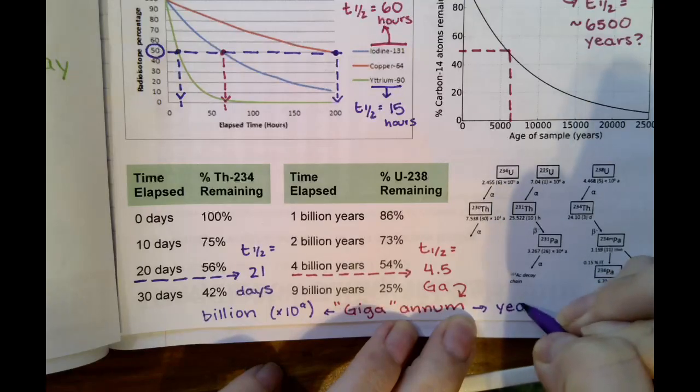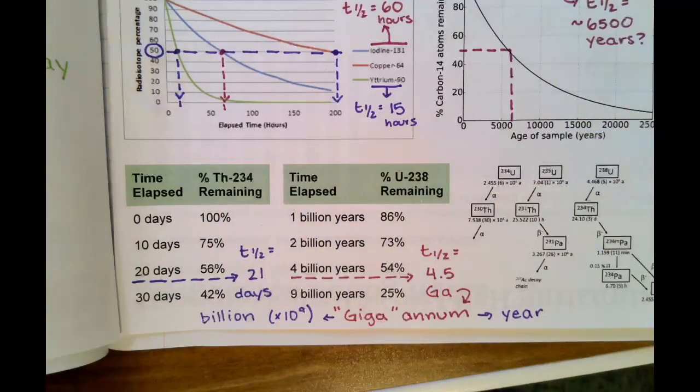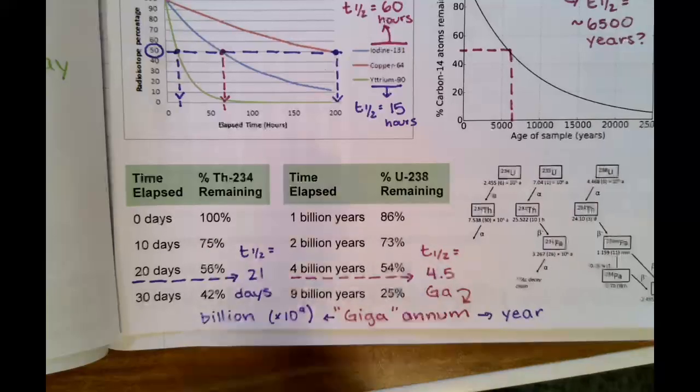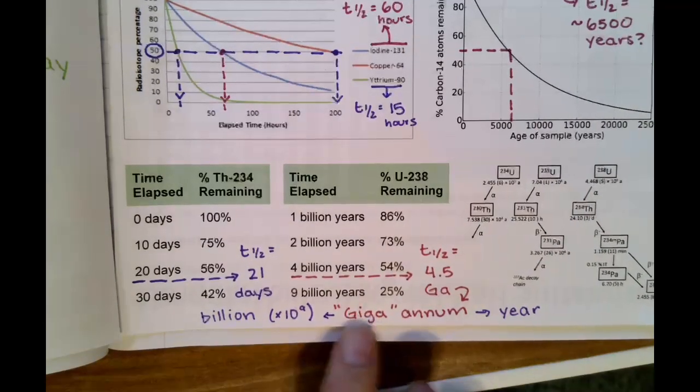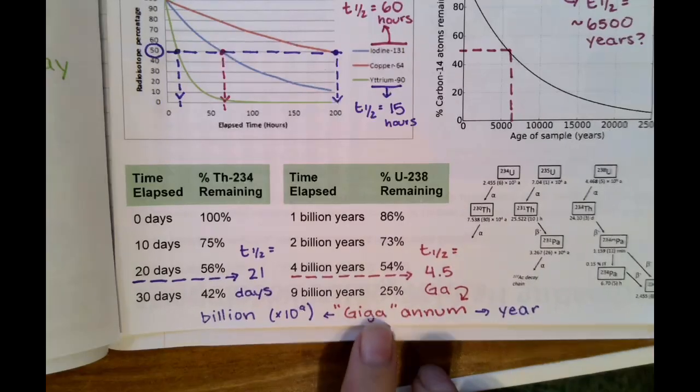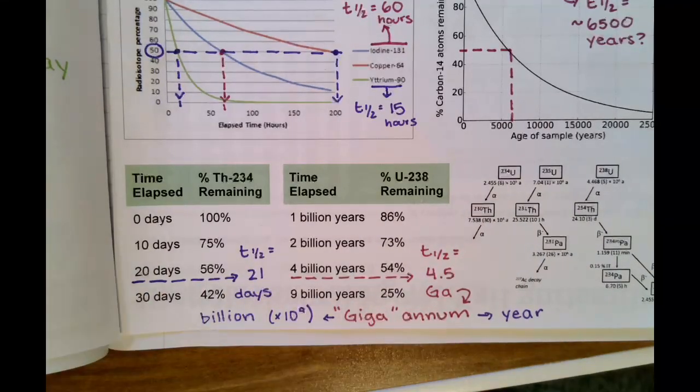I think that comes from Latin. That's also where we get the word annual, like every year. So, there we go. If you have not recently reviewed your metric prefixes, now would be an excellent time.